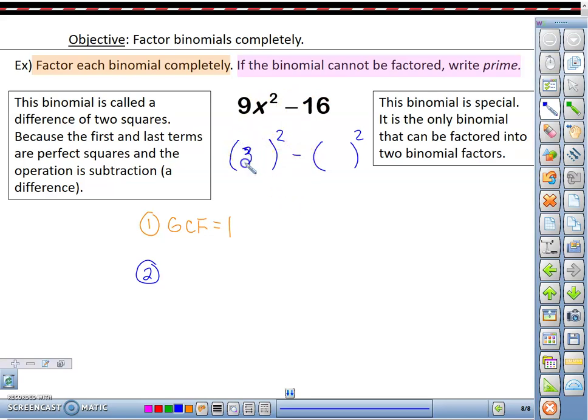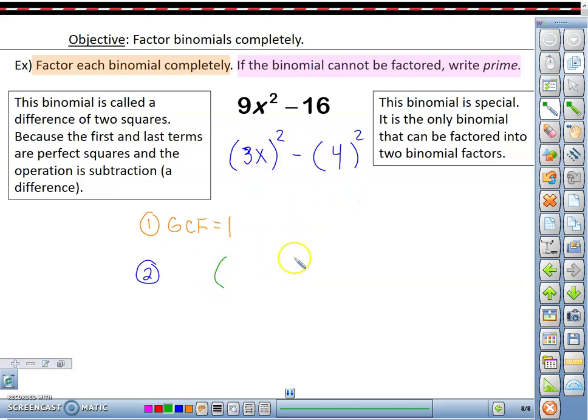So that would put a 3x here. 3x times 3x would be our 9x squared. And a 4 here. 4 squared would be our 16. So we can do that. That means this is a difference of two squares. Now remember, what I have here is not my factors. This is just recognizing that it's a difference of two squares.